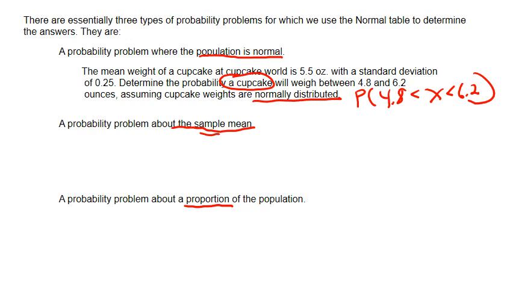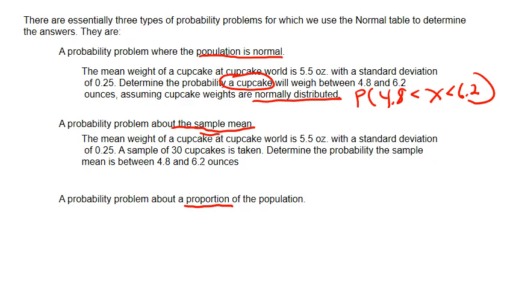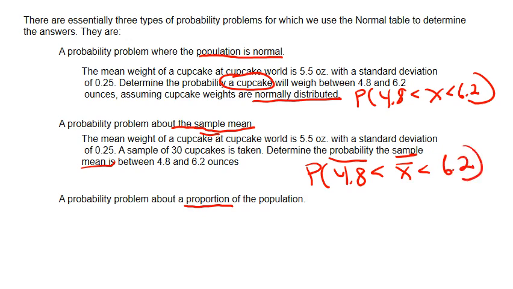The second one, read it. Again, you can stop the video. I'm asking about the probability of the sample mean. I'm talking about the probability of being between 4.8, and that's x bar now, and 6.2. Since I'm using x bar, you know you're not going to work directly with sigma. You're going to be working with sigma divided by the square root of 30 to get to the table.